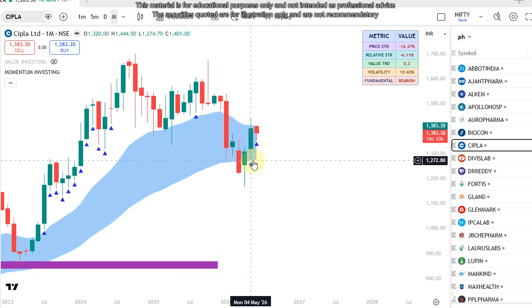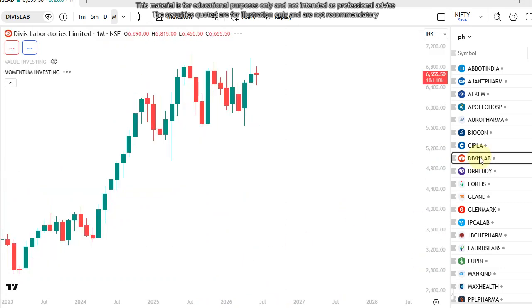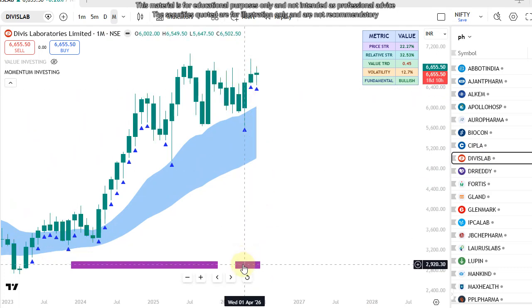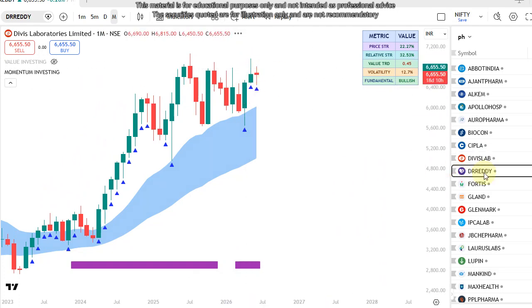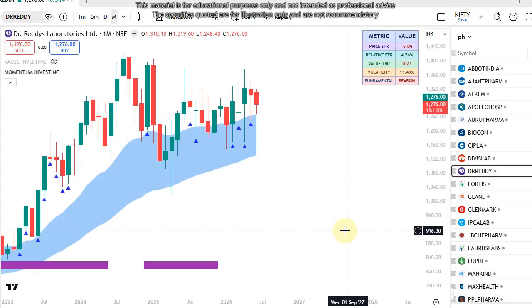Only when the momentum condition is present and the earnings condition is present, we will go for a deep research on that particular stock. Divis Lab, see, 2 months ago there was a fresh momentum, and the fundamental is also there. It has broken out, given a movement, and it is still in momentum. Okay, so similarly you can check. Due to the length of the video, I am stopping here.